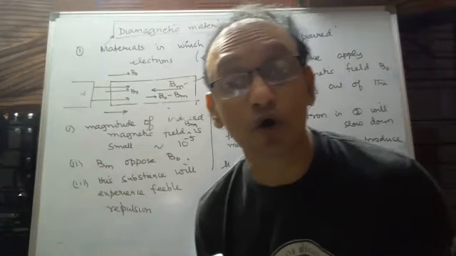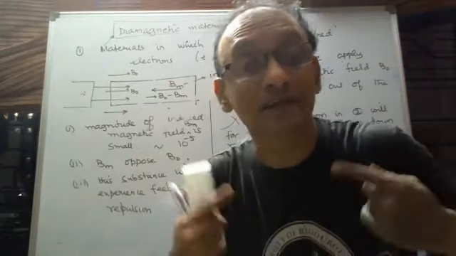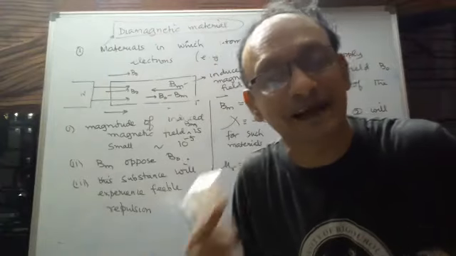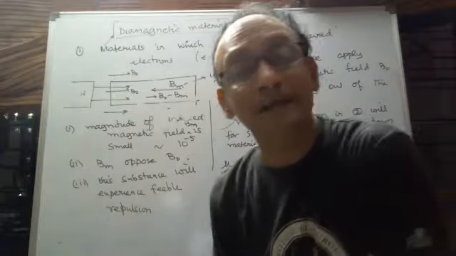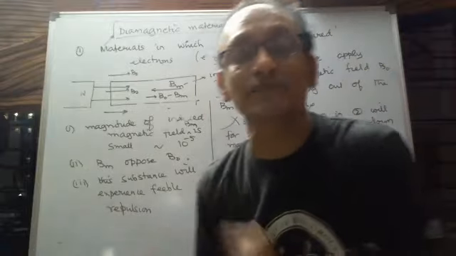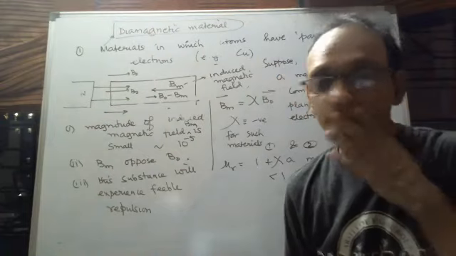ये किन मटेरियल में होगा? Where atoms have paired electrons, such are diamagnetic. इनका magnetic susceptibility is negative. इनका induced magnetic field will oppose applied external magnetic field. You know what I'm saying?